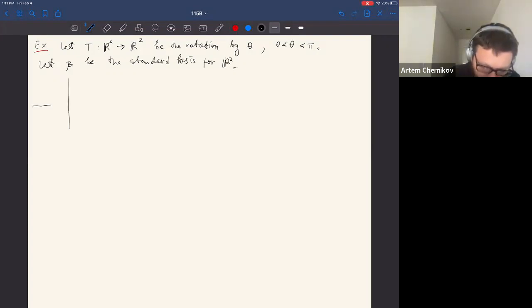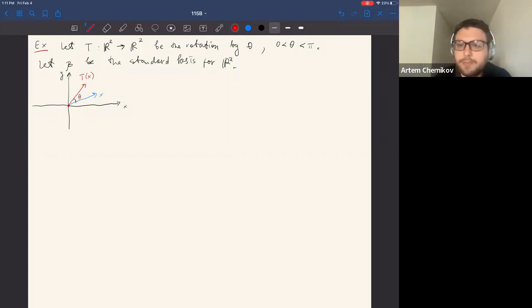So how do we view the rotation operator? This is R square, this is the x-axis, this is the y-axis. Assume I have a vector x, some vector in R square. When we apply the linear operator T to it, we get the vector T of x, where the point of origin doesn't change, the length doesn't change, so the only change is that it rotates counterclockwise by an angle theta. So the angle between x and T of x is theta. This is how this operator acts.